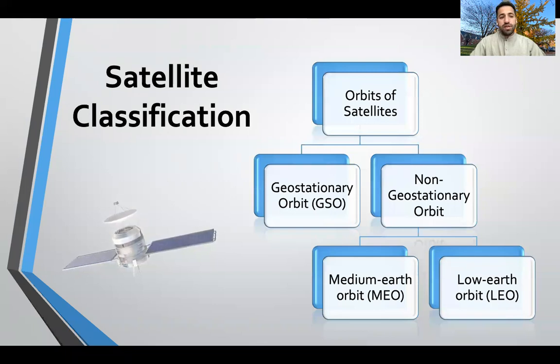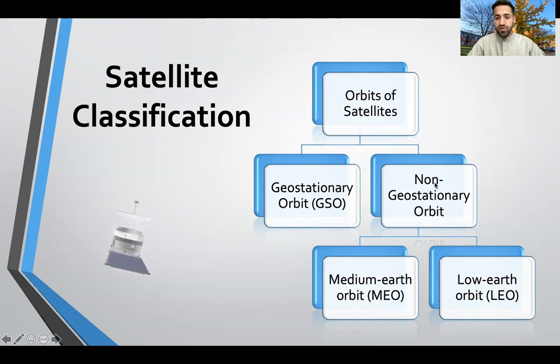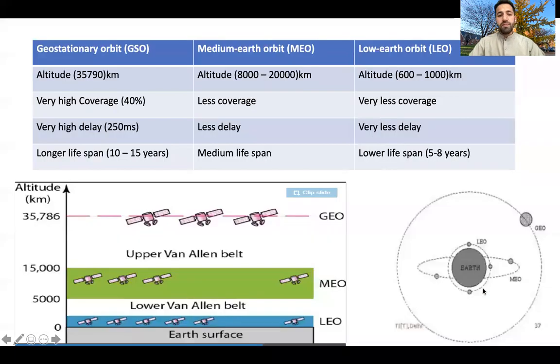Now let's do the classification of satellites. Satellites are classified into geostationary orbit satellites and non-geostationary orbit satellites. Non-geostationary satellites are in turn classified into medium Earth orbit satellites, or MEO, and low Earth orbit satellites, or LEO. So now let's discuss these three kinds of satellites a little further in detail.